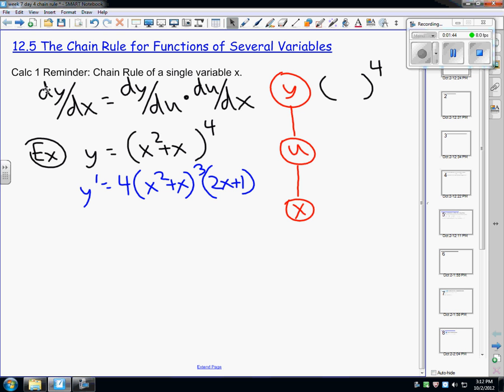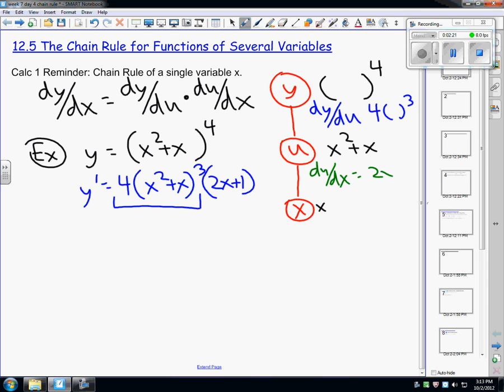So in this simple chain, I'm saying y is something to the fourth. And if y is something to the fourth, then u by itself is just this x squared plus x. And x by itself is just x. So this whole part here, dy/du, is 4 something to the third. And then du/dx is the 2x plus 1.